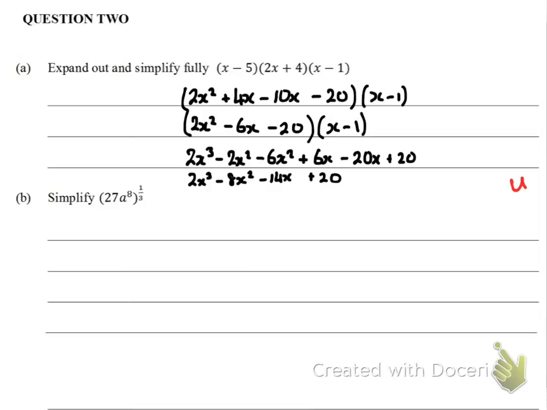That's for achieved. For the next one, split this into 2 halves. The cubed root of 127 is 3. So it's 3a to the power of 8 over 3. Can't simplify that. Or you can have 2 and 2/3. That's for achieved.